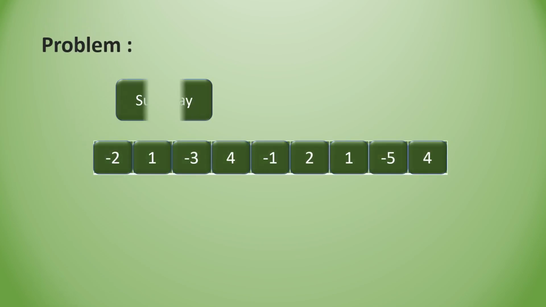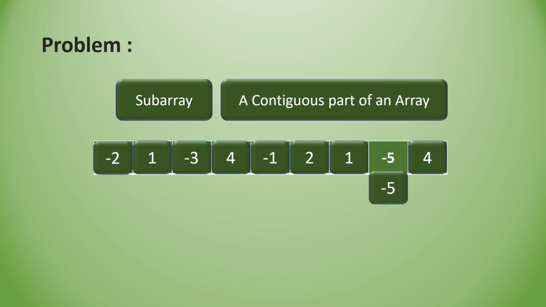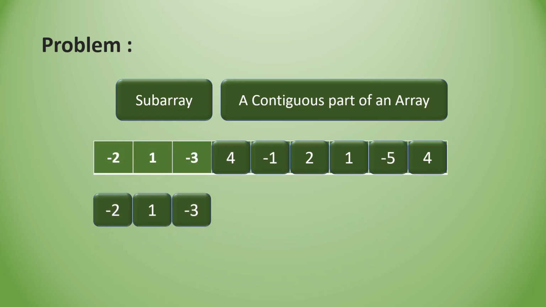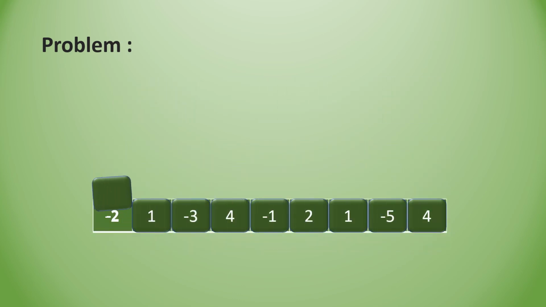First, what is a subarray? It is a contiguous part of an array. For example, this is one subarray. A single element is also one subarray. This is also a subarray, and the entire array is also one subarray. Okay, now move to the actual problem.